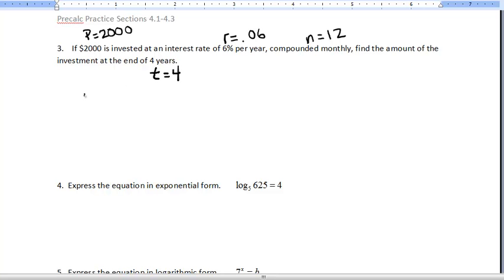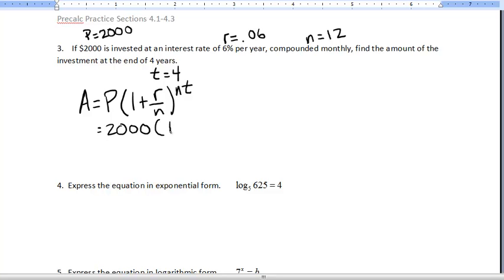Now, why do we have all that? Because we're compounded monthly, we're going to use this formula: A equals p times 1 plus r over n to the nt. And I just plug in what I know. 2,000 times 1 plus 0.06 divided by 12 raised to the 12 times 4. Make sure that if you have an 84, you put that exponent in parentheses, otherwise you're going to get the wrong answer. And my answer to that one, if I plug it into my calculator, is $2,540.98.